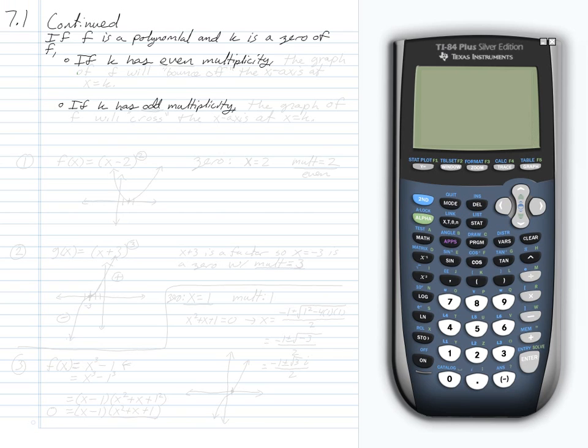Welcome back. We've recently seen how to find zeros using several techniques, and how to determine their multiplicity. So why do we care? Well, it turns out that a zero's multiplicity can tell us a lot about what the graph does at that point. So if we have a function f, and we find a zero of that function, say k, if k has even multiplicity, the graph of our function will effectively bounce off of the x-axis at that point.